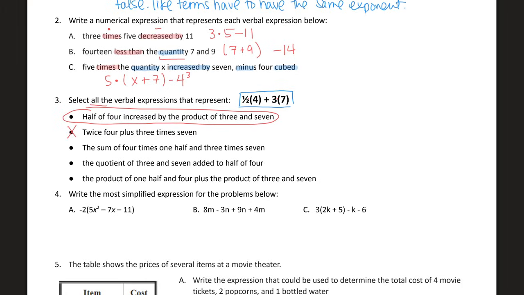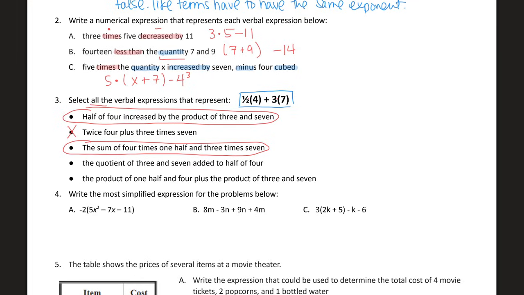All right, the next one says the sum of, so sum of, we know means addition, 4 times 1/2 and 3 times 7. So this is going to work. Sum is the addition part. And then we have 4 times 1/2 and 3 times 7. So this also is correct.